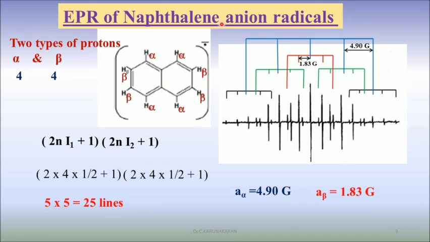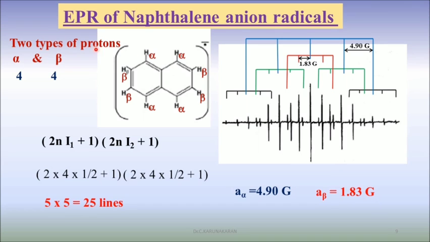Let us now see the naphthalene anion radical, similar to the benzene anion radical. Here there are two types of protons: 4 alpha protons and 4 beta protons. Therefore, they have different chemical shifts as well as different coupling constants. For example, the hyperfine coupling constant A for the alpha proton is 4.9 Gauss, and A beta is 1.83 Gauss.